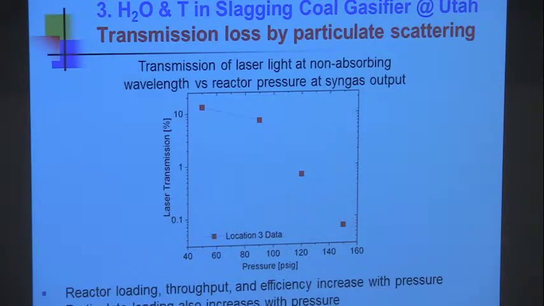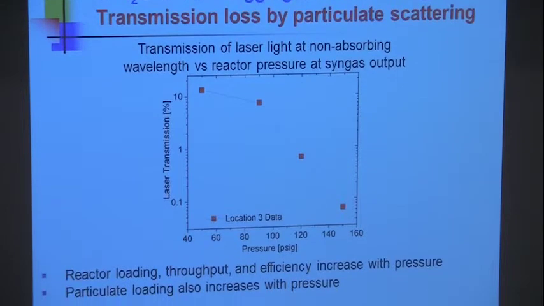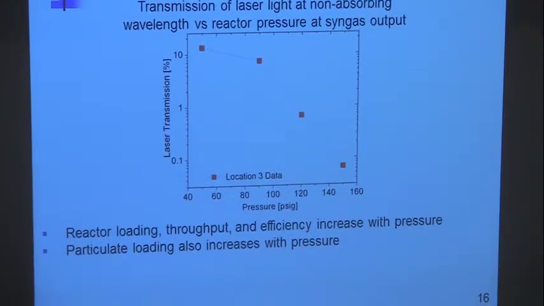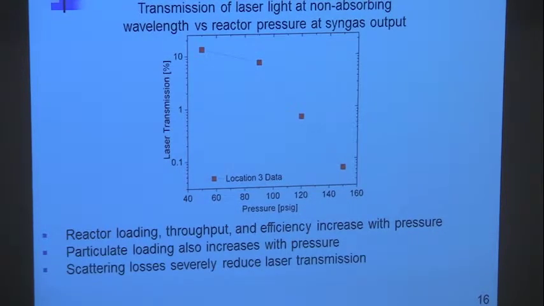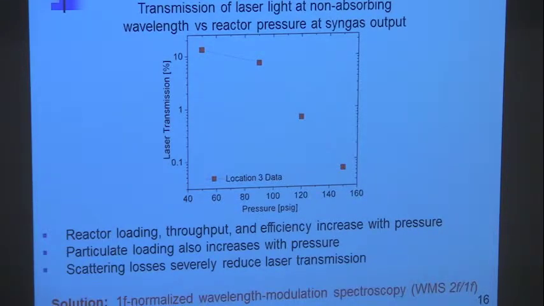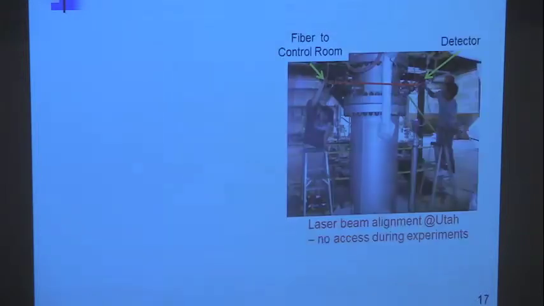Anyway, we learned quickly that the particle loading in this reactor went up high with pressure. So we were really worried about this when we went to Alabama, because we were going to go to higher pressures. With this scattering loss, we had to be sure we had enough laser power so that even when you had 0.1% of that incident light, it was enough. We played around. We always used maybe a 10 milliwatt laser source, which was enough. So we used the WMS strategy that I talked about earlier this week.